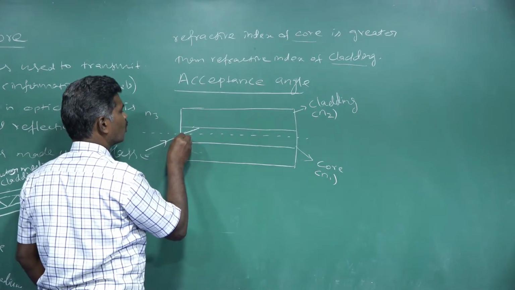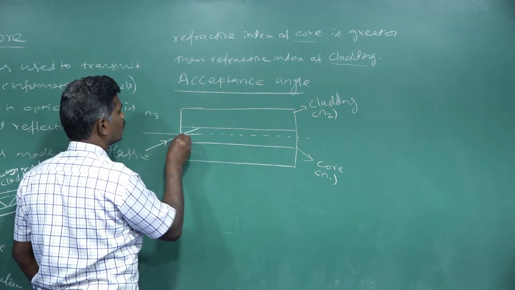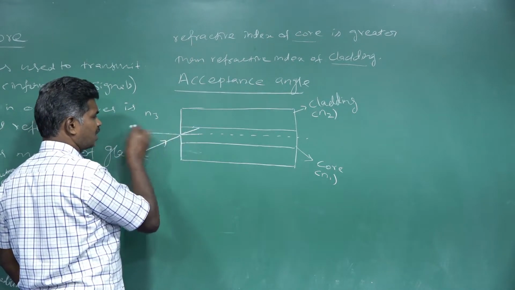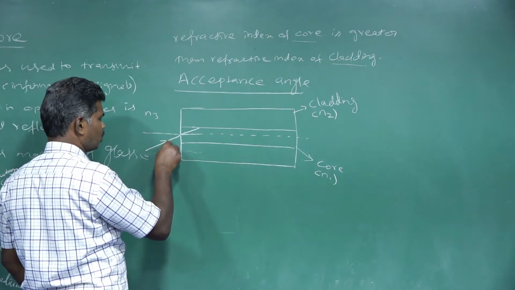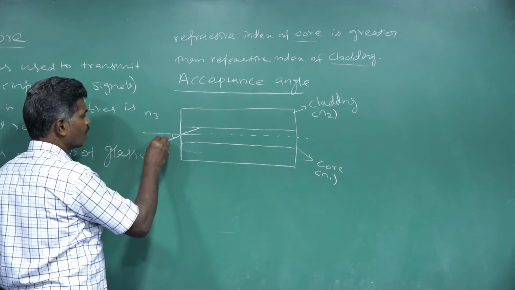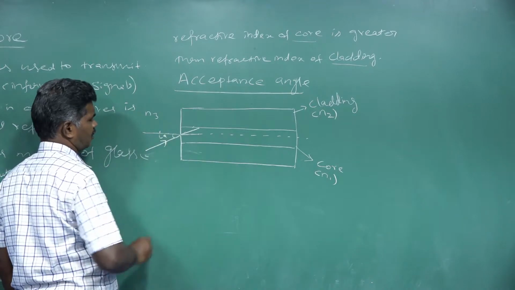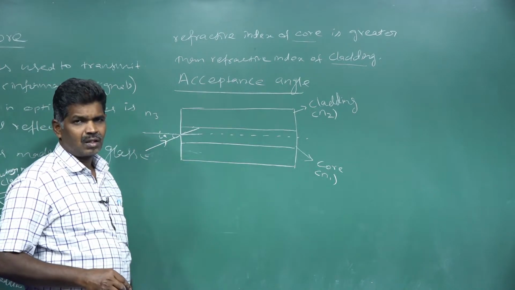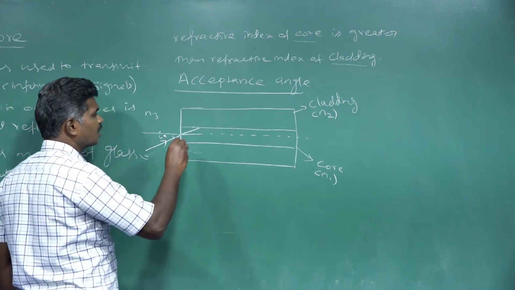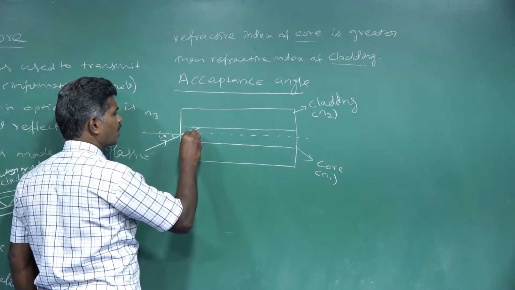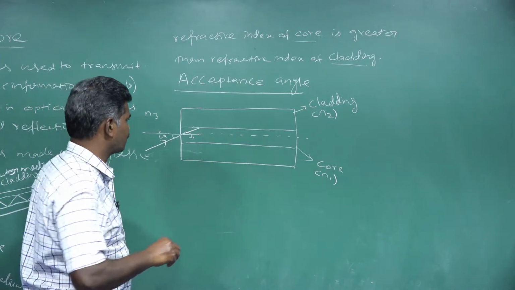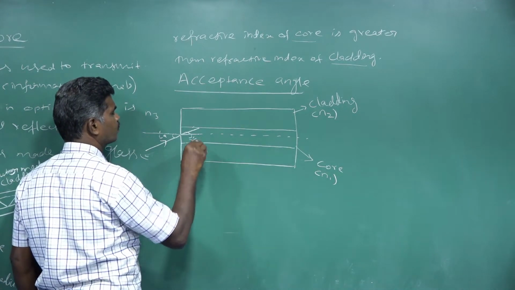Like that. So here we have two angles. The normal at the interface acts as a normal to the incident ray. Here we are mentioning IA, the angle of incidence for the acceptance angle. Then we take the angle of refraction at the acceptance angle, that is RA.